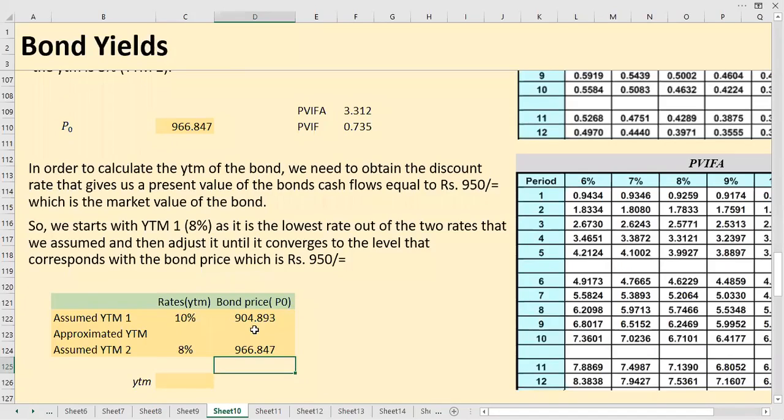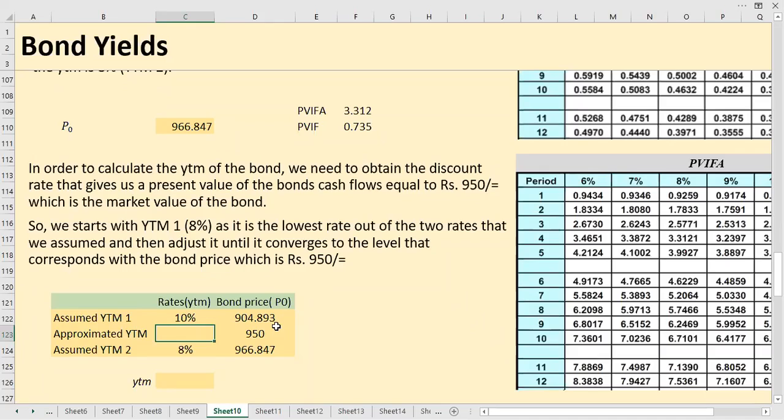Now the target value is actually equal to 950. That is what we need to find. What is the value of the YTM when the price is equal to 950? This process is known as the trial and error method. We first trial at 10% and then again trial at 8%. Then using these two, we are going to approximate a value as the YTM here.